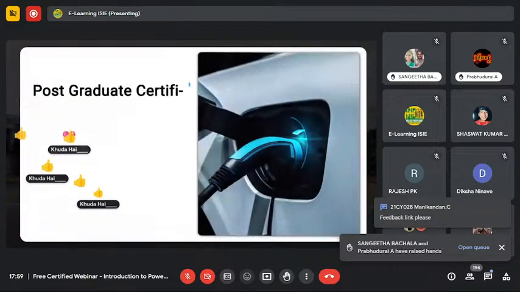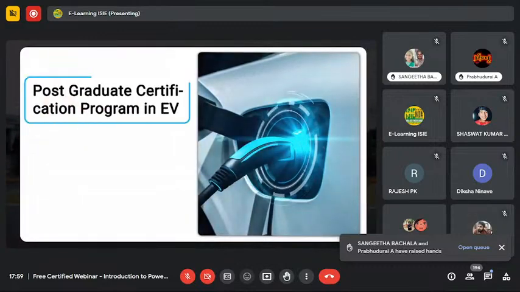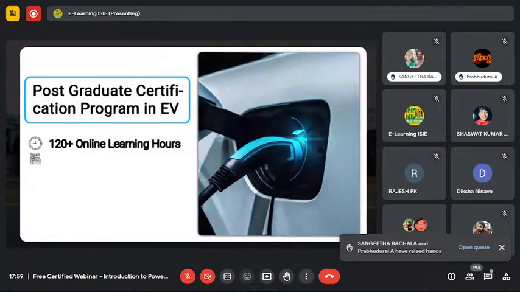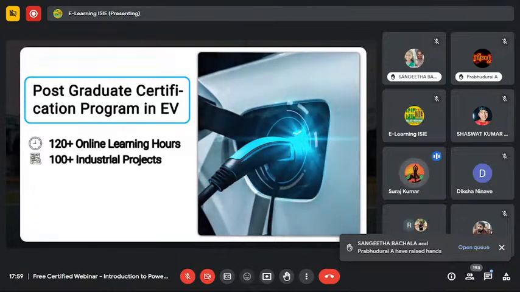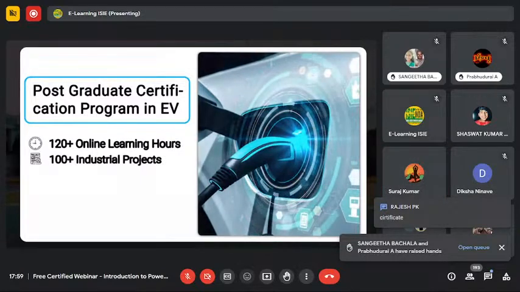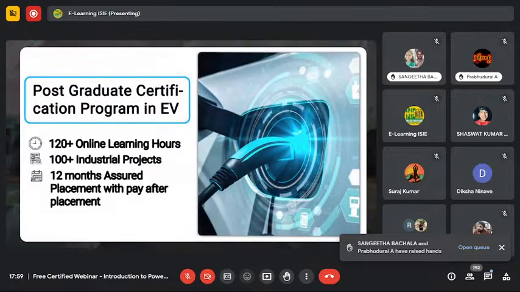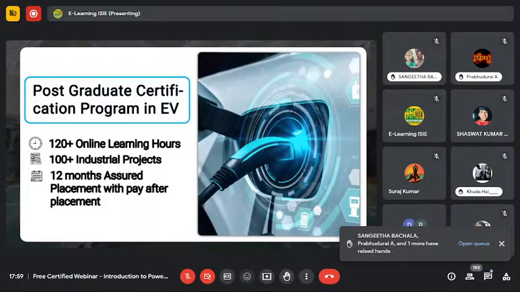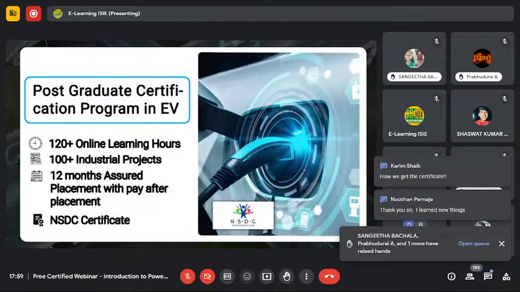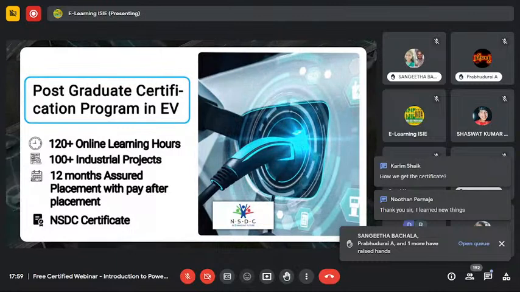Our postgraduate certification program in EV is specially designed for the students with 120 plus online learning hours, 100 plus hours of industrial projects and internship to give exposure of various computational tools for hybrid electric vehicle applications. It is a 12 months assured placement course with pay after placement, thus encouraging the learning without financial constraints. The course is globally valid, certified from NSDC Government of India.